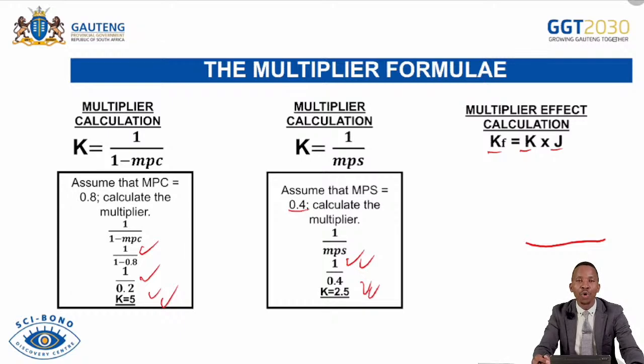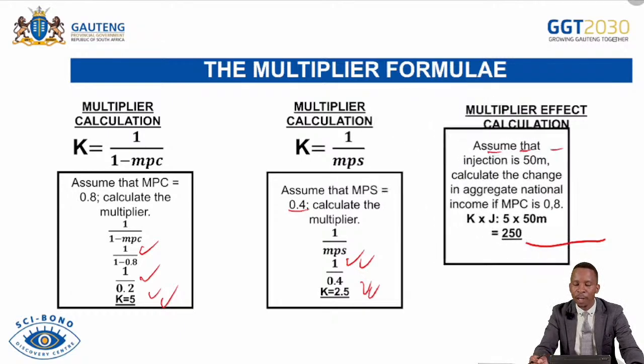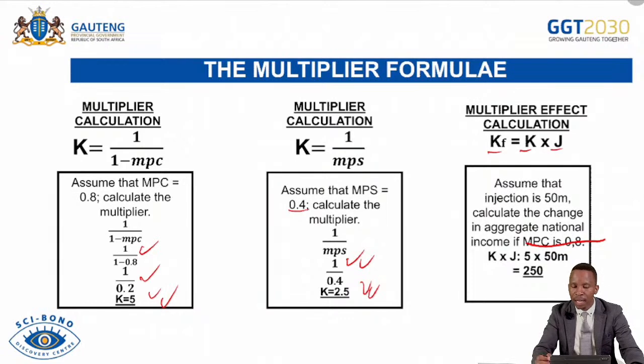And then on this side, you will be required to calculate the multiplier effect or the change in national income. Assume that the injection is 50 million. Calculate the change in the aggregate national income if MPC is 0.8. So we have already calculated here the value of 5, which is the multiplier value if MPC is 0.8. So what do we say? We say K times J, which will be 5, the value of the multiplier, times 50 million, which is given here. Then we get 250 million.